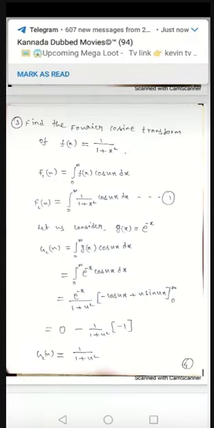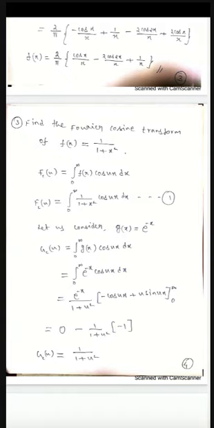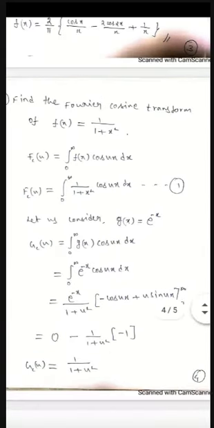What is the formula for fc of u? Integration from 0 to infinity f of x cos ux dx. Earlier already written. He has given the f of x value, that is 1 by 1 plus x square, cos ux dx there. Now, it is very tough to solve. It is very difficult to solve. To get fc of u, you have to integrate cos ux by 1 plus x square. If possible, you can do it. Otherwise, go for any other method.